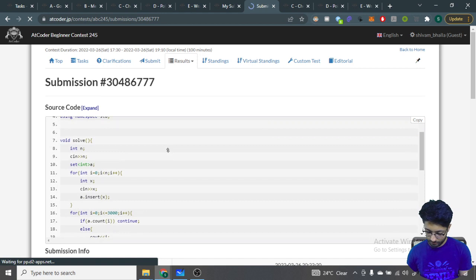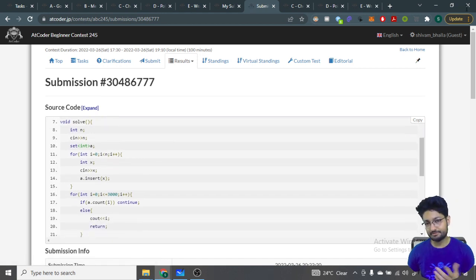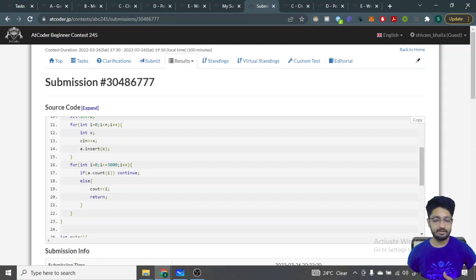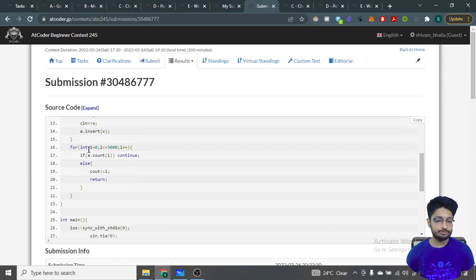So for the second problem, what I'm doing is I just make a set and insert all the elements in the set, then iterate from 0 till, I've just made it 3000, whatever, you can do 2000 also. Then check whether every number from 0 till the ith number is present inside the set. If it is present, I just continue and don't do anything. If it is not present, you just print out that particular number and return, because you have found the smallest non-negative integer that is not present inside the set.